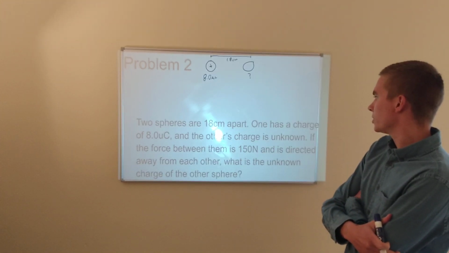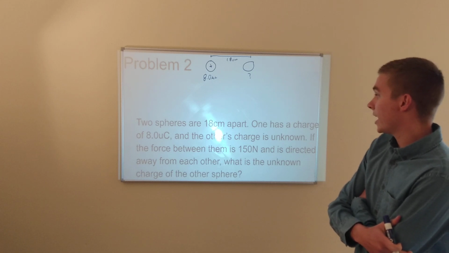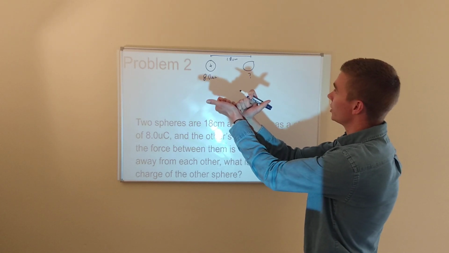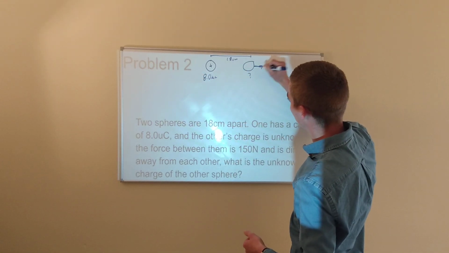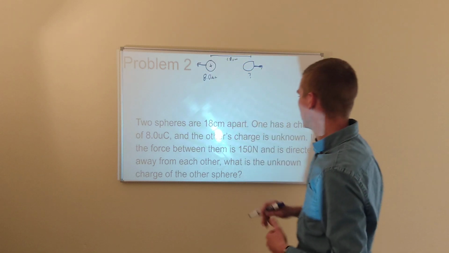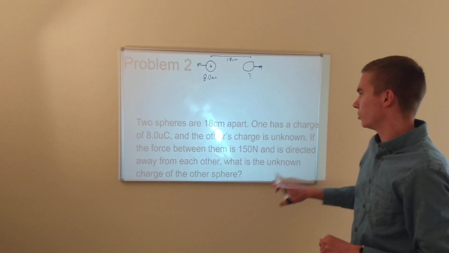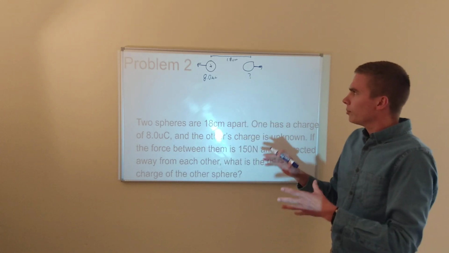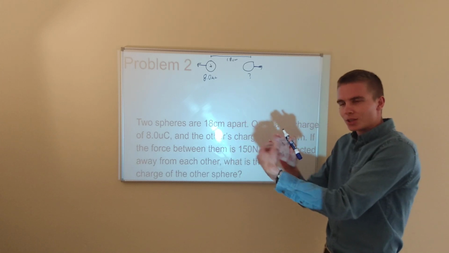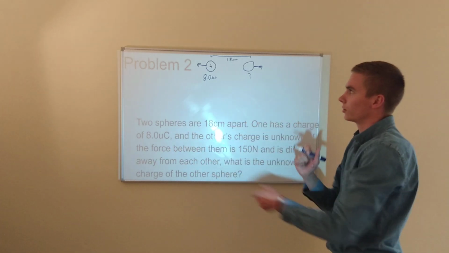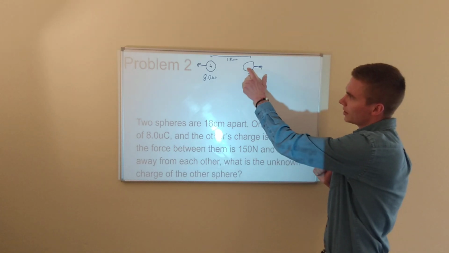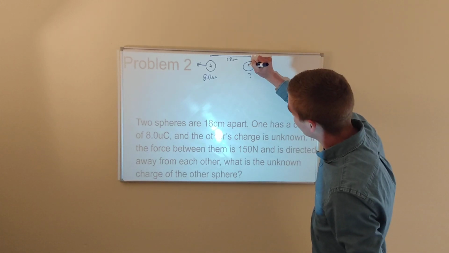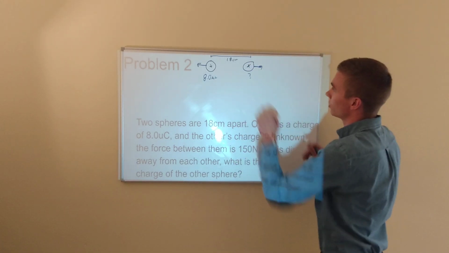If the force between them is 150 newtons and is directed away from each other, okay, so our forces are going to pull these away from each other, we want to know what the unknown charge is in this other sphere. Now, remember that opposites attract. So if our forces are pulling these away from each other, we have to know whether this charge is positive or negative. It's going to be positive, right? Opposites attract. Things that are similar repel.